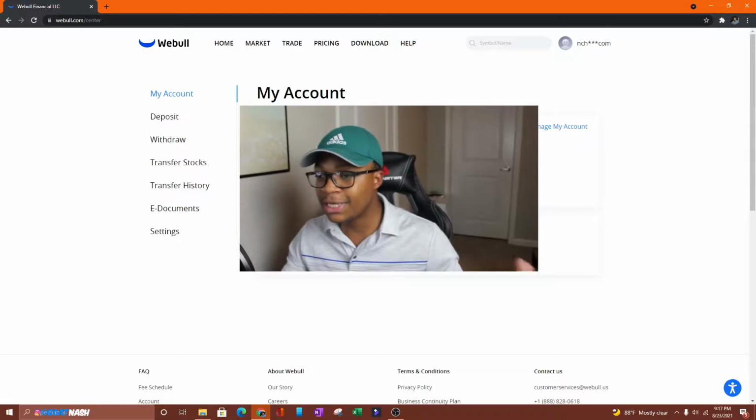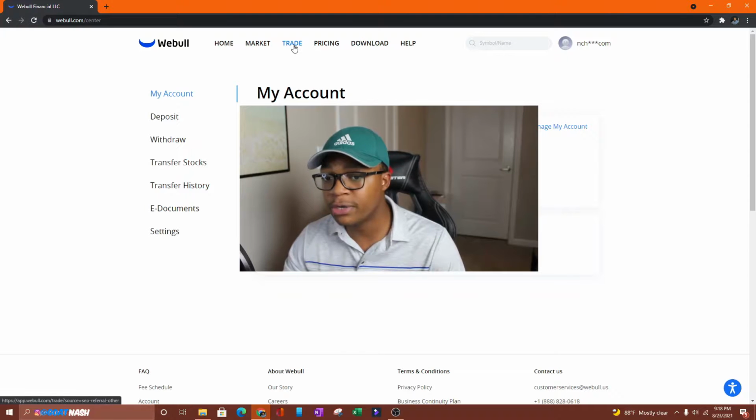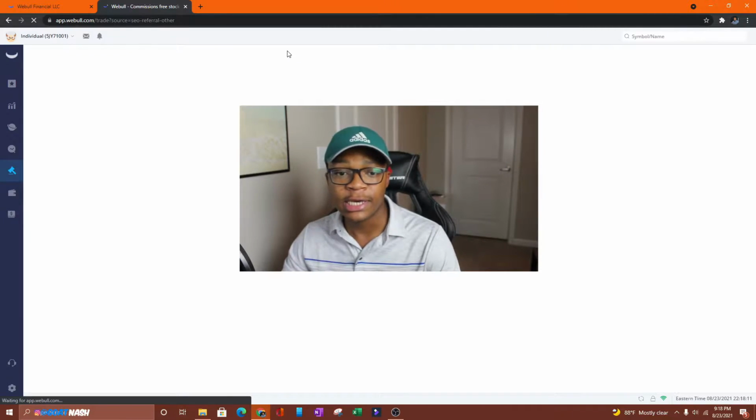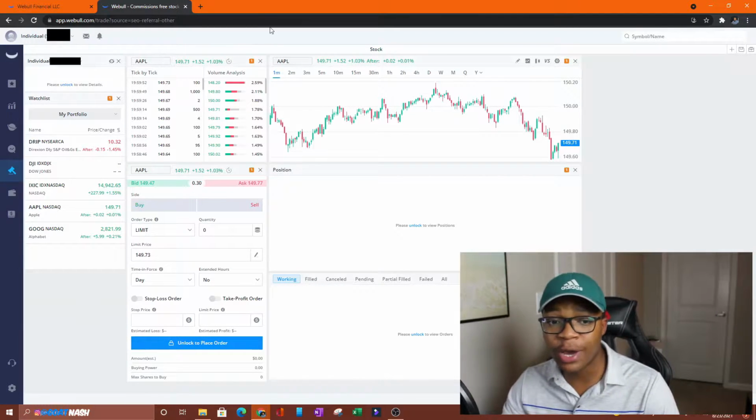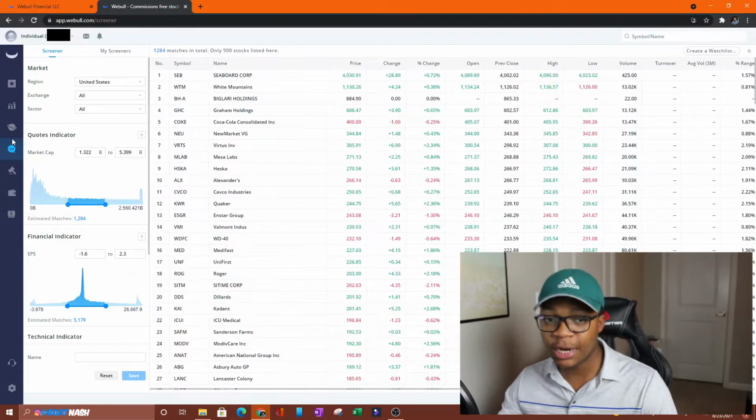I'm going to go ahead and switch over to my computer here so you guys can see exactly what I'm looking at. As you can see, I am logged into my Webull account, and this is what it looks like. As soon as you log in, you get to see your investments and things like that. So what you want to do is click where it says trade right here on the top. Once you get to this page, go to the left side here, and you're going to see the fourth option that says screener. Click on that. All right, so this is going to be the screener here.